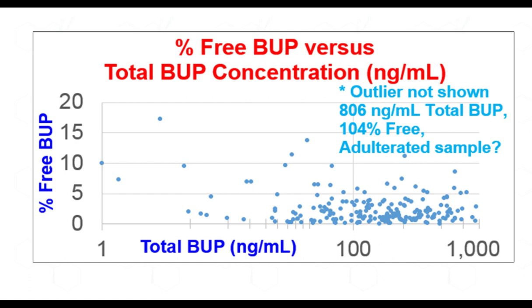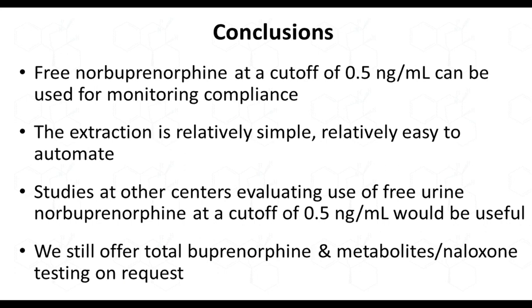And in both of these plots, for the one for naloxone and the one for buprenorphine, I've omitted that one sample that I showed you earlier, and that was because there was essentially 100% free buprenorphine and 100% free naloxone, and it would completely bias the plot seriously if I included it.